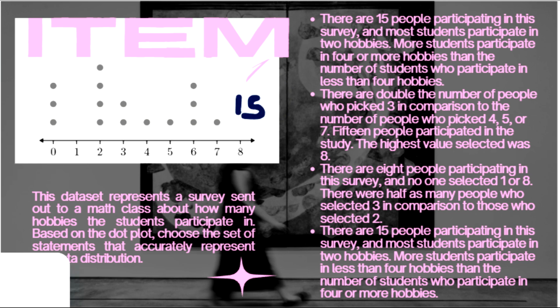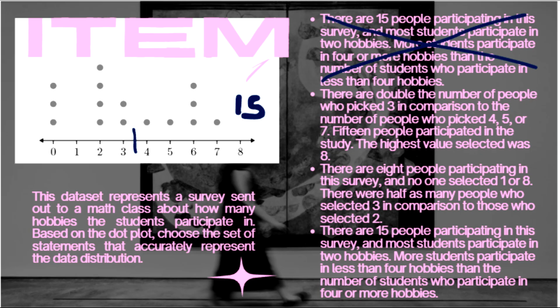I need to make that a lighter weight. Okay. Most students participate in 2 hobbies. That is also true. You can see that here because there are the most dots at 2. More students participate in 4 or more hobbies. They're making the cutoff right here, saying more students participate here than here. So 1, 2, 3, 4, 5, 6. Here, 1, 2, 3, 4, 5, 6, 7, 8, 9. That makes this statement false. There's not more here than there. Let's erase that and move on to the next one.